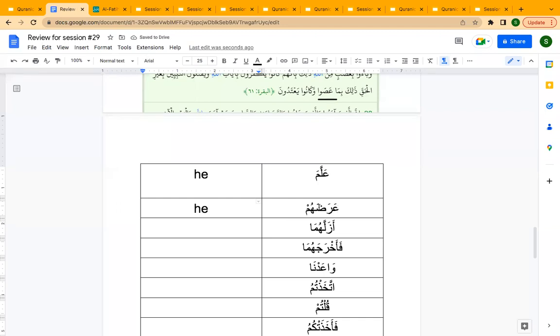He presented whom? Them. He presented them. What do you think about hum here? It's an attached pronoun, and it's a detail, and its status is nasb. Every time an attached pronoun is attached to a fail, it is going to be nasb in status, if it is this form of pronoun, which is hum, huma, him, hu. It can only be nasb or jar, but when it is attaching itself to a fail, the only option is nasb. Everyone with me or no? In this form, when a pronoun is attached to a fail, it is only nasb.